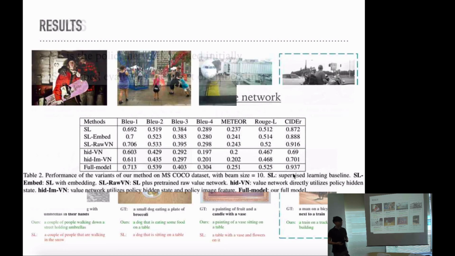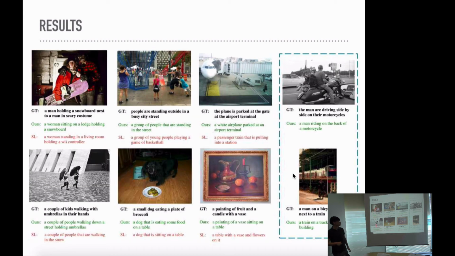Okay, so here are some of the results. The left 3 columns are those that are correct, and the last one is something that has gone wrong. So you can see a man holding a snowboard next to a man in a scary costume. The full framework produces a woman sitting on the ledge holding a snowboard, which is not too bad. The supervised learning model gives a woman standing in the living room holding a Wii controller, so it totally misses out on the snowboard. The good thing about the value network is it can find words that are not so high in probability but give good results at the end.